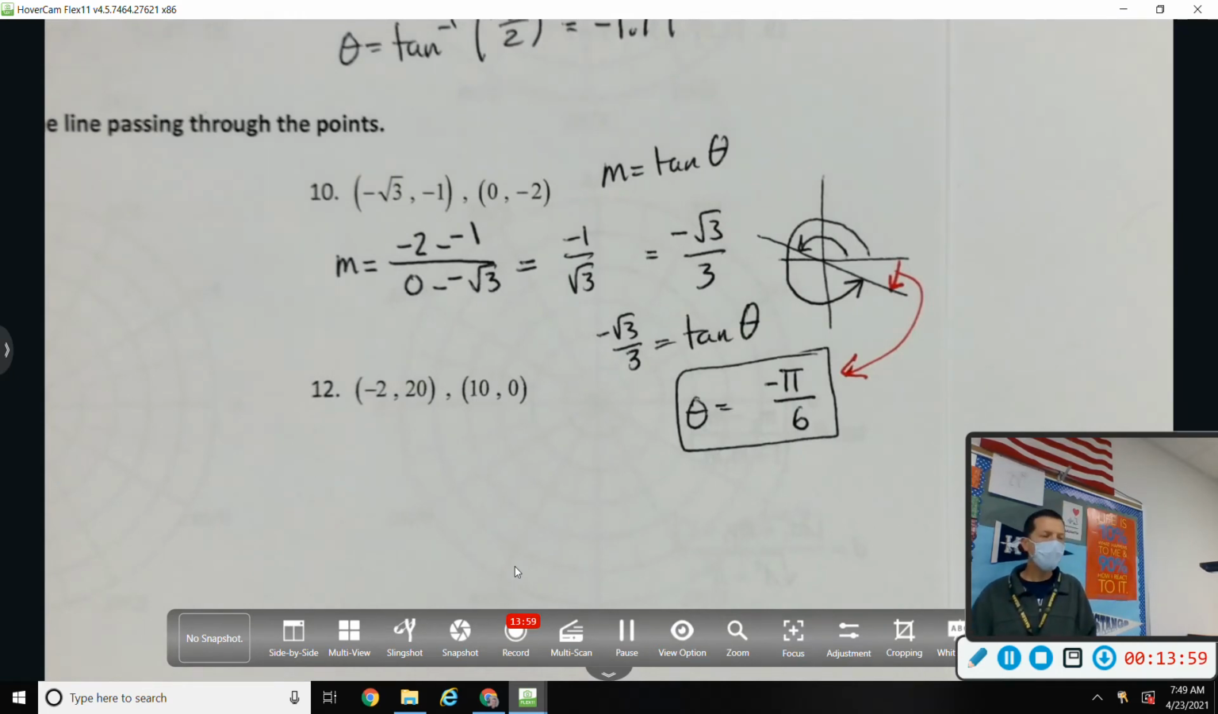Because if you're just thinking what's the angle of that line, you probably wouldn't say it's 5 pi over 6. You'd probably just say it's negative pi over 6, which is down a little bit. It's just like, down, negative a little bit. We're a little late. All right, why don't you try number 12?